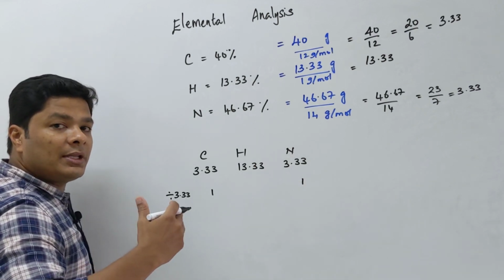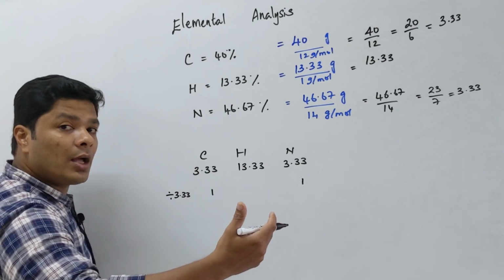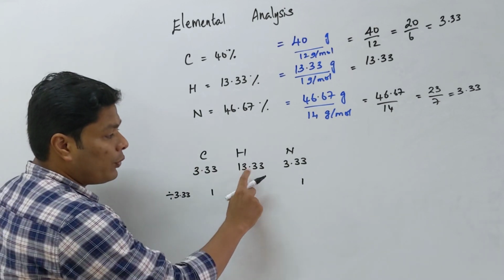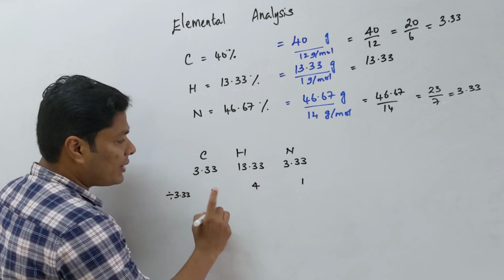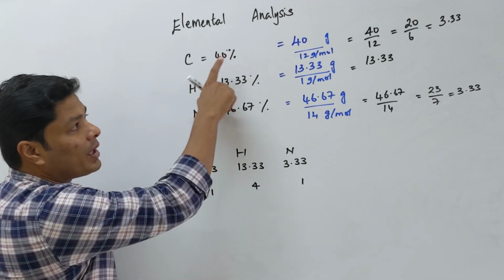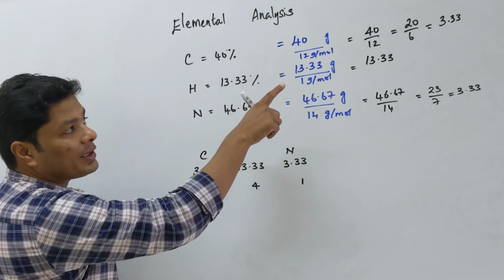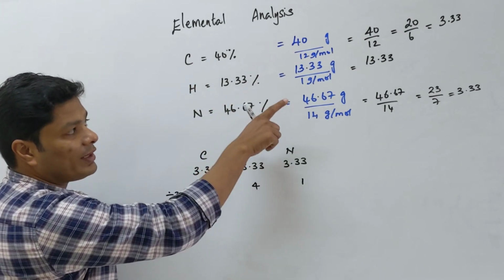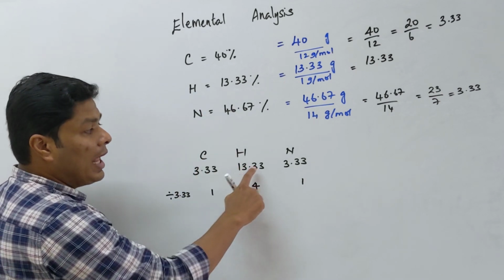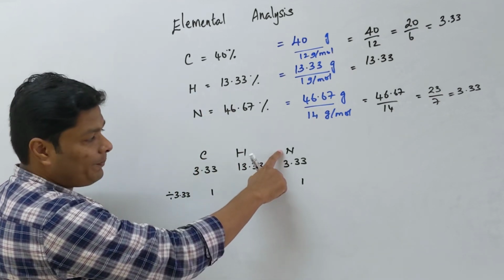Now 3.33 times 3 is 10. 3.33 times 4, you get this. So the empirical formula is, again, what we calculate now is the moles of everything. So in the sample, there are 3.33 moles carbon for every 13.33 moles hydrogen and every 3.33 moles N.